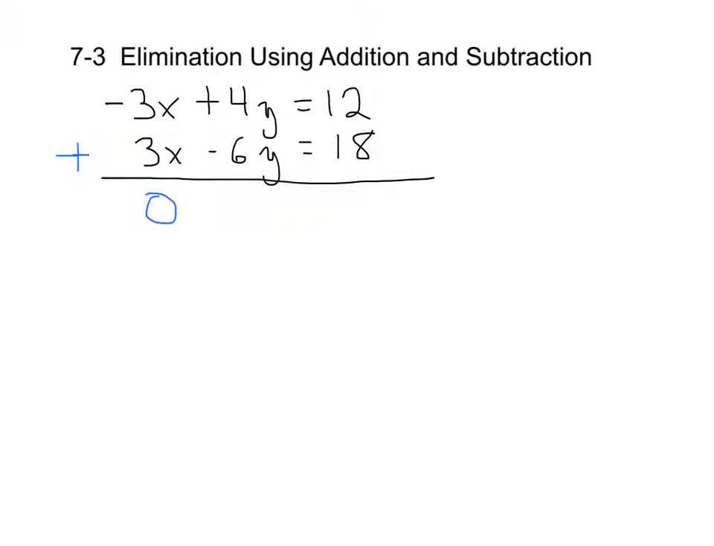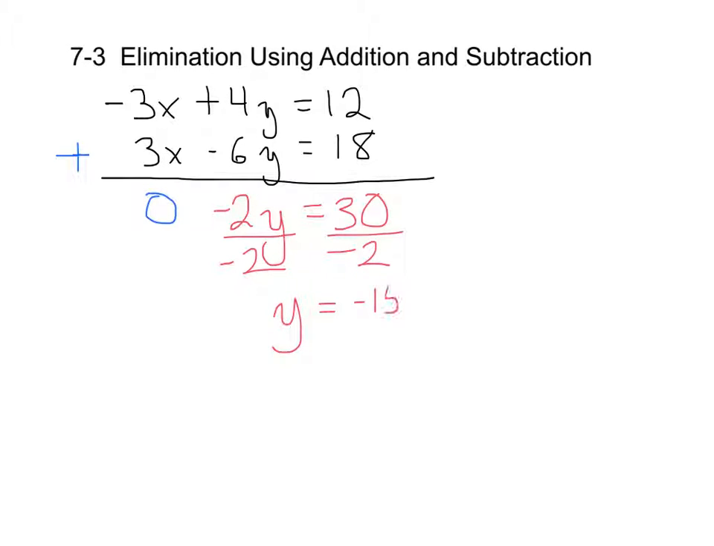So if we take 4y and add a negative 6y, that's negative 2y. Add these two together, that's 30. Then we would solve for y, and we would get y is equal to negative 15. Okay? So we simply added the two equations together. We got our negative 3x and positive 3x to drop out, and then we were left with one variable, so we could come up with a numerical value for that variable.